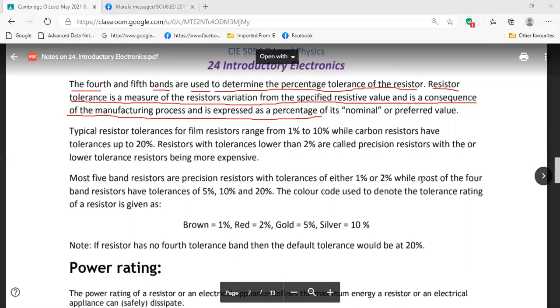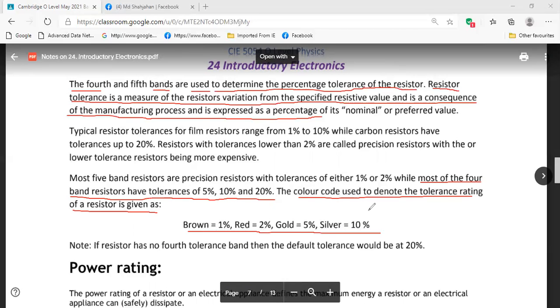Then you write, most of the 4-band resistors have tolerances 5%, 10%, and 20%. And the color code used to denote the tolerance rating of a resistor is given as brown 1%, red 2%, gold 5%, silver 10%.